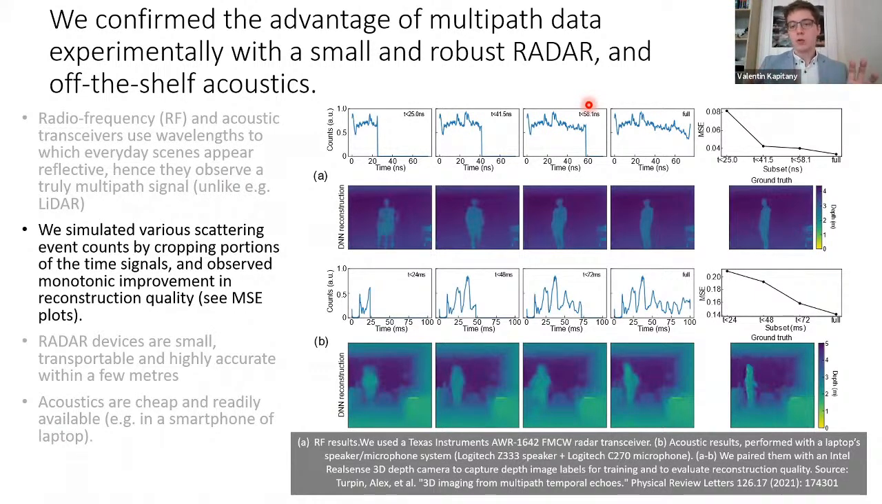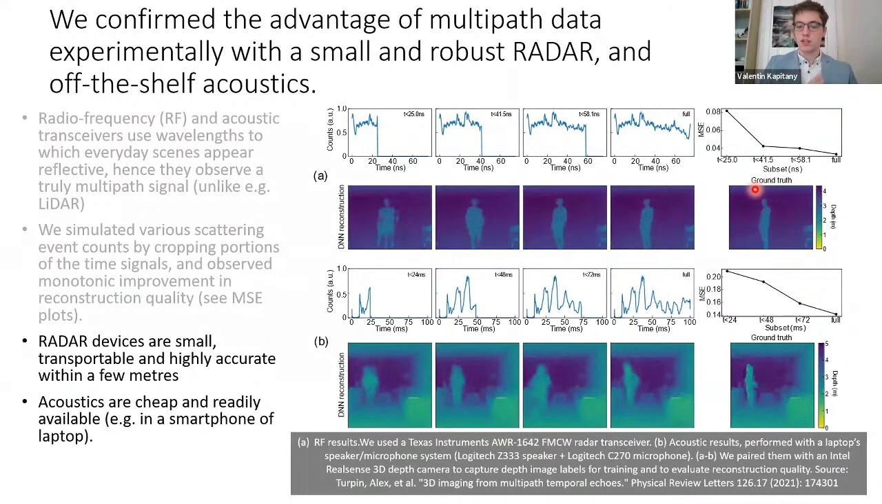When we do this and train neural networks for each of these cropped data sets, we see monotonic improvement with the increased time duration of the larger scattering event data sets. So as the amount of time that we are measuring for in the data set increases, we get a nice decrease in mean squared error, corresponding to an increase in the reconstruction quality, which you can also see visually, the reconstruction quality getting better, closer to the ground truth.